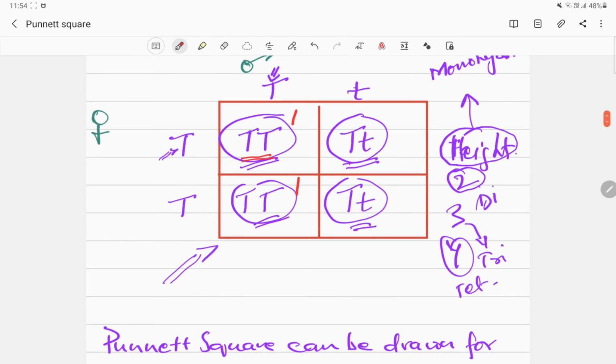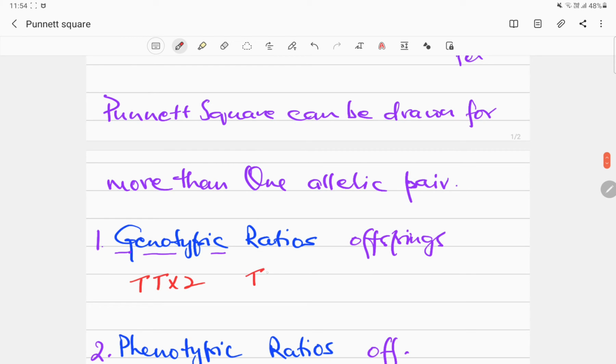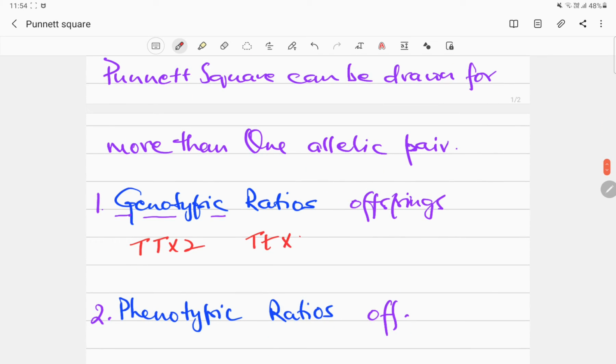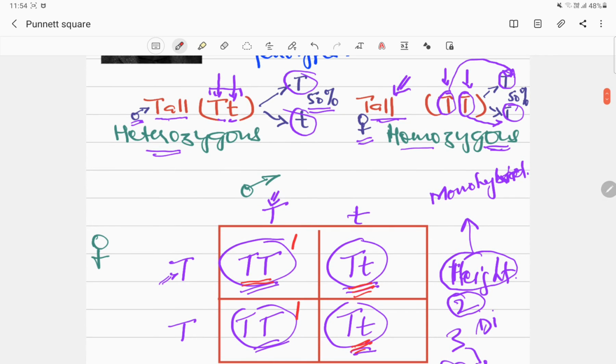So basically we got two genotypes here for homozygous dominant. And what is the other? All right, again we have capital T and small t, which is a different genotype. And how many do we have? We have two possible combinations here, two possible outcomes. So let's also write it, Tt. So what is the ratio? The ratio is 2 TT is to 2 Tt. And if we simplify it, the ratio becomes 1:1.